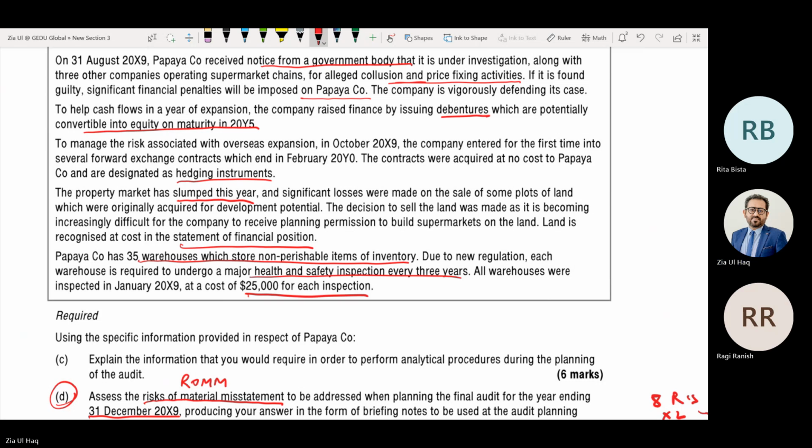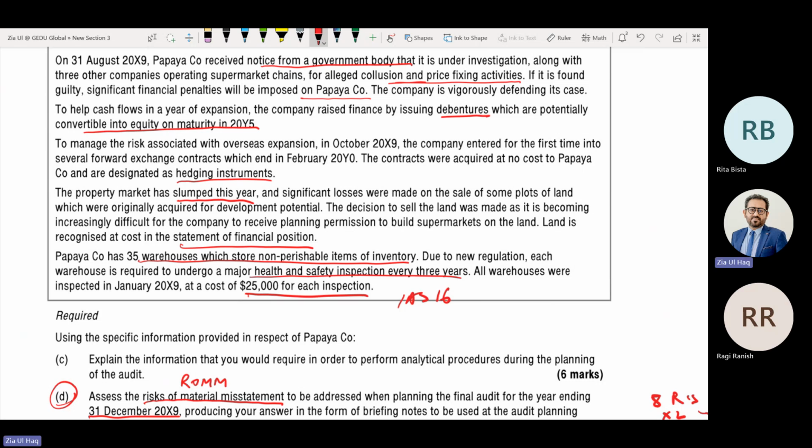These are compulsory legal costs relating to the asset. This is what is legally required. Every 3 years, you need to incur this cost for inspection. These compulsory legal costs relating to the asset should be capitalized per IAS 16 and depreciated over the period. This means this 25,000 must be capitalized and must be depreciated over a 3 year time period.